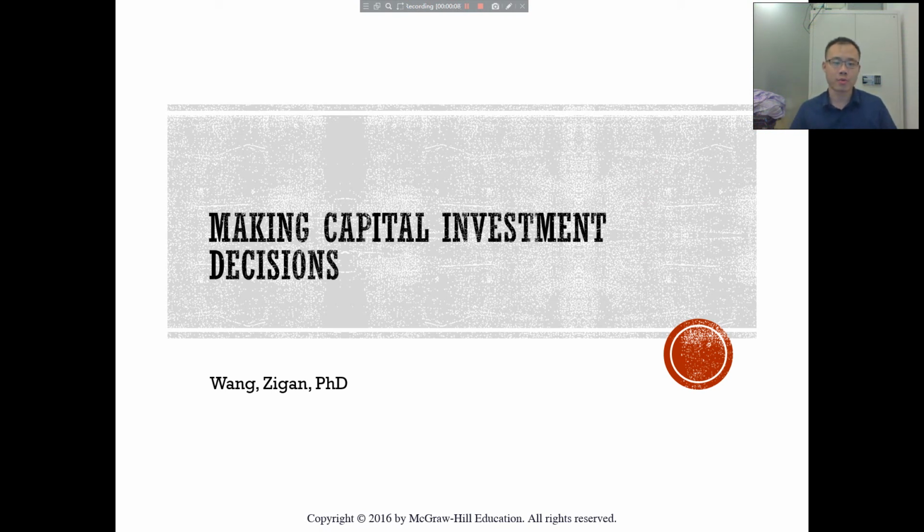So in this chapter, we will talk about how to make capital investment decisions. We learned the different ways to evaluate a project, including the most important one, NPV. But when we are talking about NPV, the net present value, we are talking about a discounted present value of a series of cash flows. But what is the cash flow? How do we calculate the cash flow? This is a topic that we're going to talk about in this chapter.